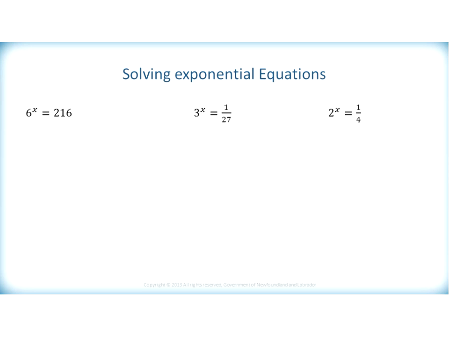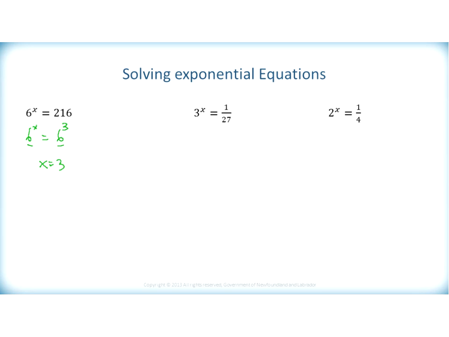So let's use a couple of these properties to help us solve exponential equations. And how we do this, we must change each side of the equal sign to a power with the same base. So we have 6 to the power of x will equal 6 to the power of 3. This will give us, since the bases are the same, x equal to 3.